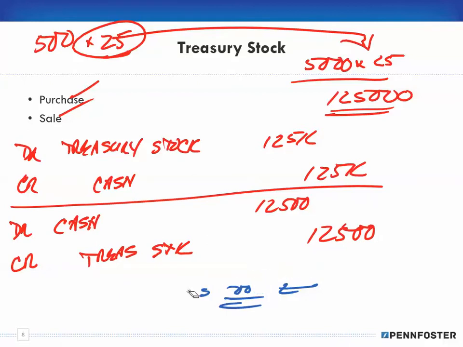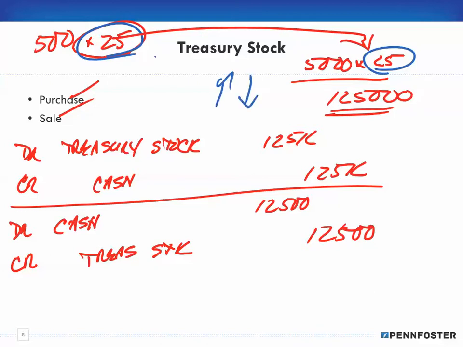Now that's relatively simple, and we'll talk about retiring these shares in just a moment. But before we do that, we have to consider that we bought it at 25, and we're selling it at 25. But the price of the shares doesn't always stay the same. The price of the shares can go up and the price of the shares can go down when we decide to sell it back into the marketplace.